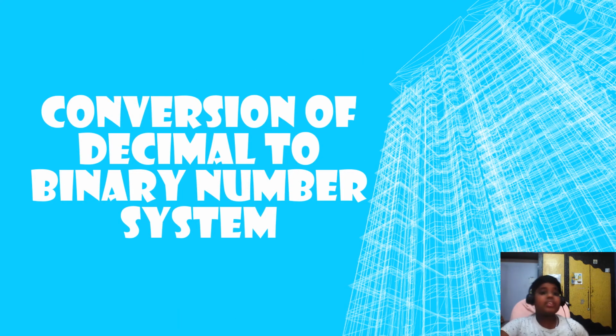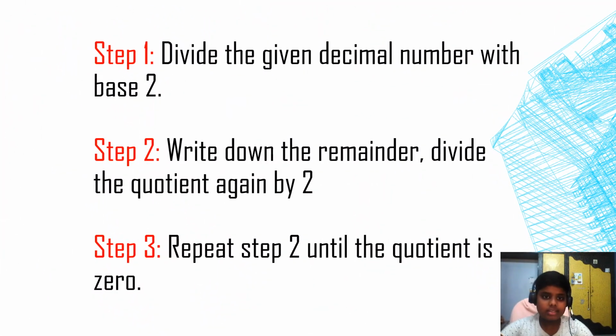So, conversion of a decimal to a binary number system. I said that the computer converts the decimal number into binary, right? So how does it do that? Let's see how it happens. Step 1 is that you have to divide the given decimal number by base 2. The base of binary is 2, so you have to divide the given number by base 2.